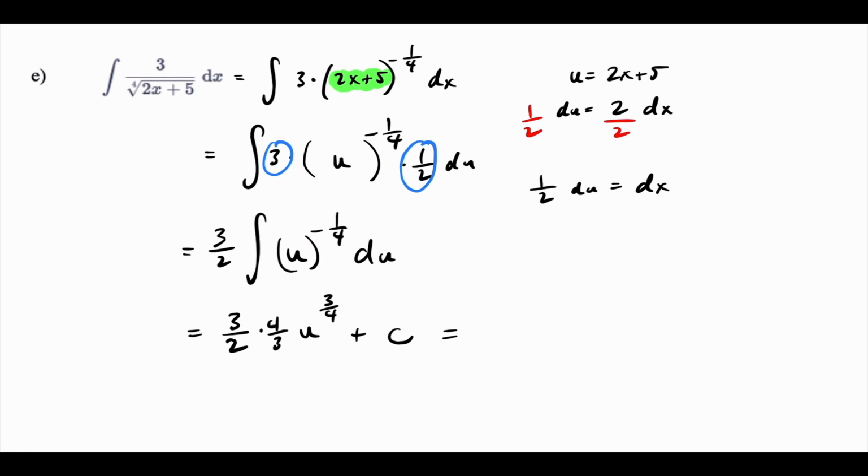Okay. Some of these fractions reduce. That becomes a 2. That becomes a 1. That becomes a 1. That becomes a 1. So you have 2u to the 3/4 plus c. Plug u back in.